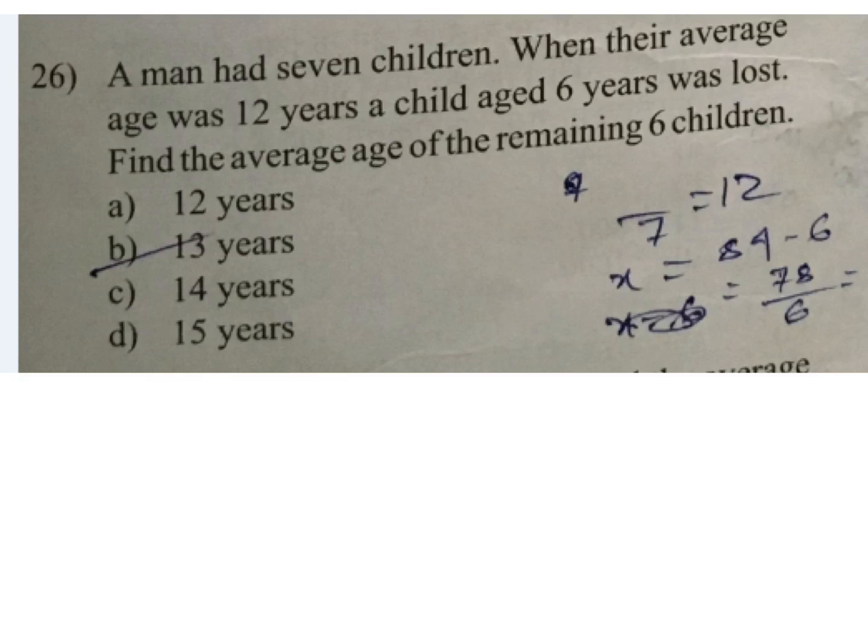25 questions. The question is, a man had 7 children. When their average age was 12 years, a child aged 6 years was lost. Find the average age of the remaining 6 children. So we know average is total divided by total number.